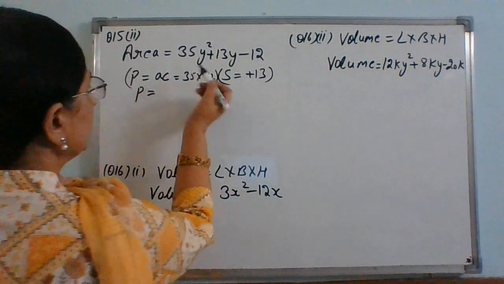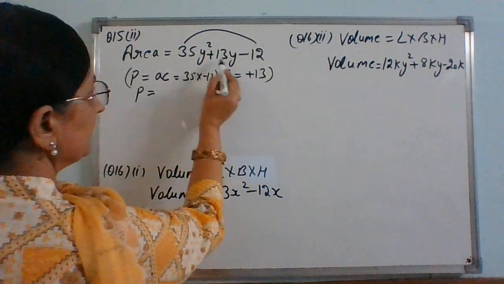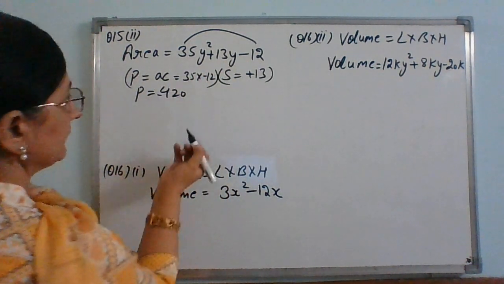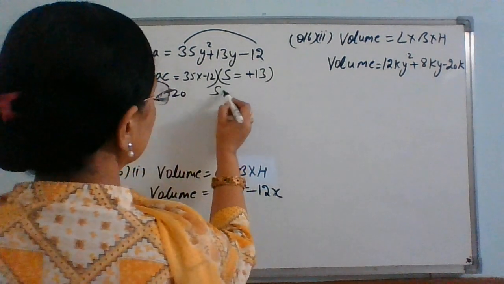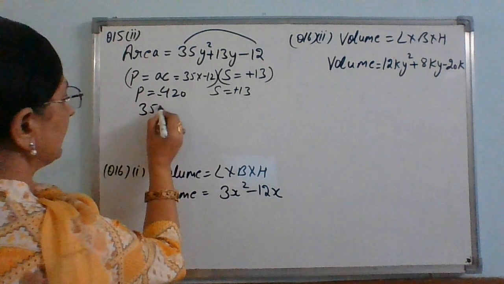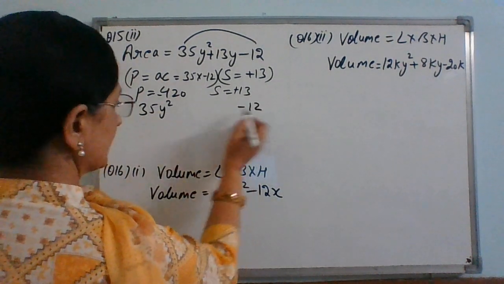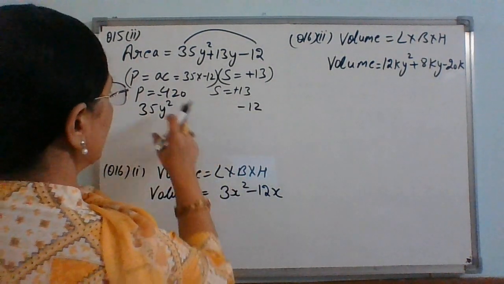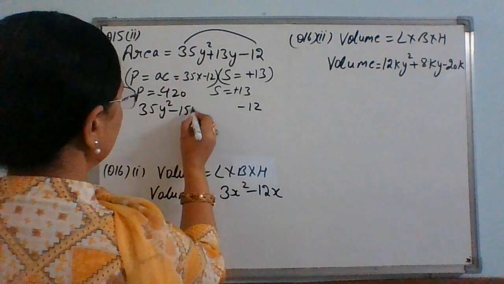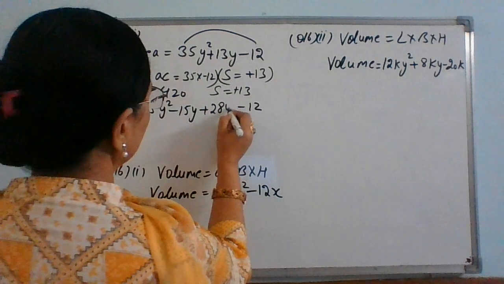Now P is A into C: 35 into 12, that is 420, right? The product is positive, and the sum is plus 13. So we have to arrange. Now let us take 35y square and 12 remains the same. Here splitting is done. Here it's 420 and we need 13. So minus 15y and 28y, right?